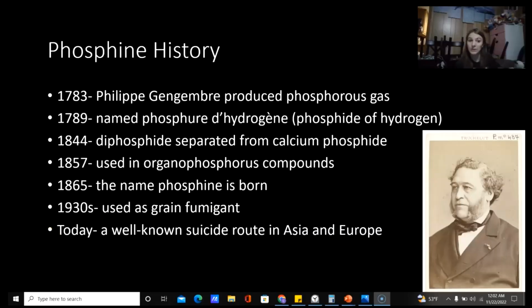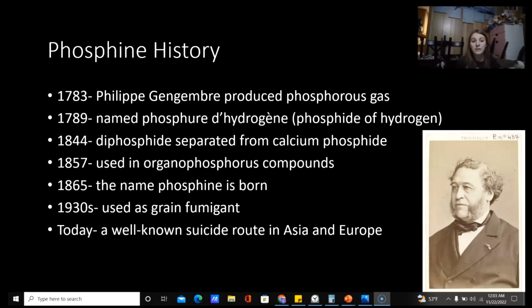A little phosphine history is that in 1783, Felipe Gingenberg produced phosphine gas by heating white phosphorus with potassium carbonate in an aqueous solution. In 1789, Lavoisier noticed it was a combination of phosphorus and hydrogen and called it phosphorus dehydrogenate, which means phosphate of hydrogen. In 1844, Paul Thenard separated diphosphide from calcium phosphide by using a cold trap. And in 1857, phosphine started to be used in organophosphorus compounds, and in 1865, it finally got the name phosphine.